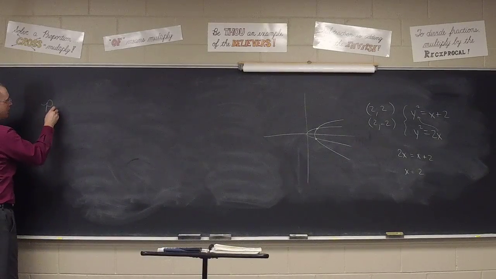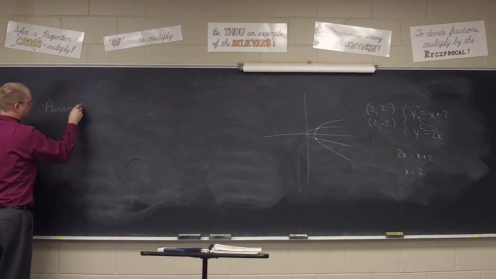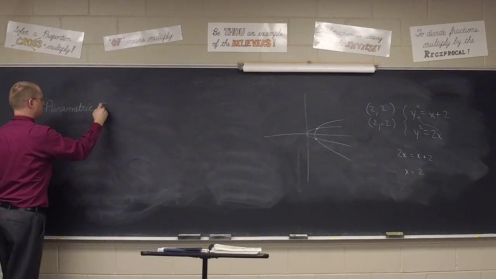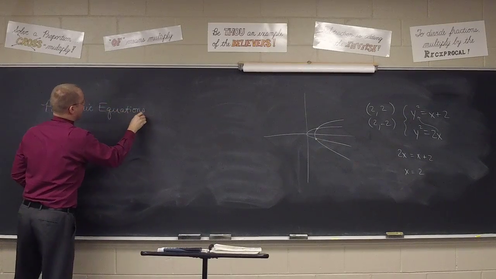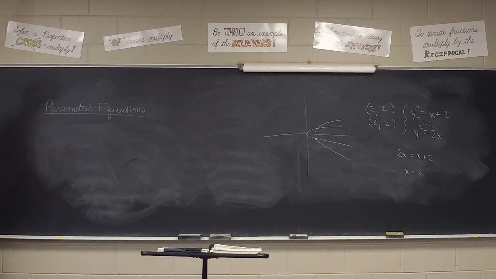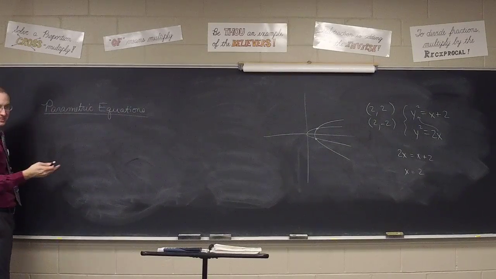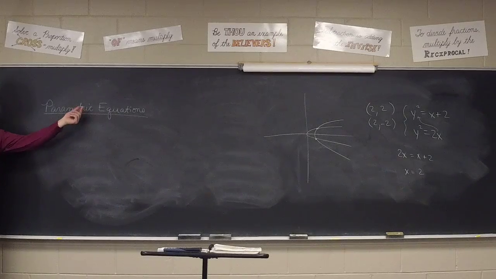Parametric equations. What's the root word of parametric? Well, that's a prefix. How about parameter? The -ic means pertaining to. So like or pertaining to a parameter. Now, parameter also, of course, has your para, which means beside or alongside.